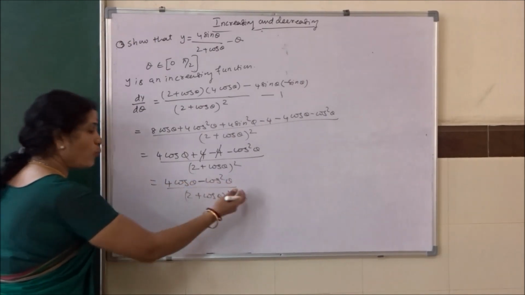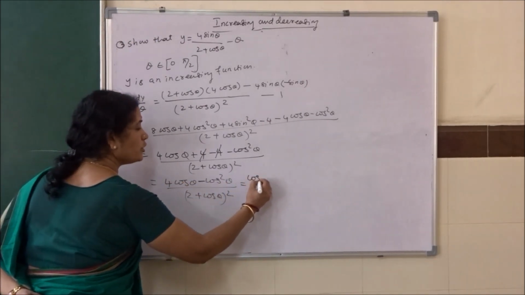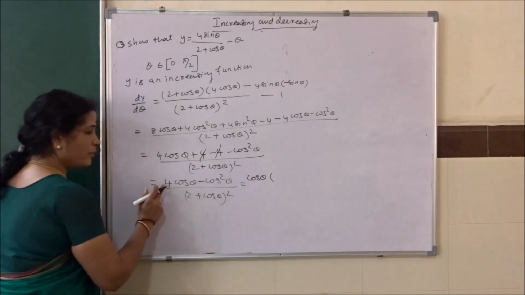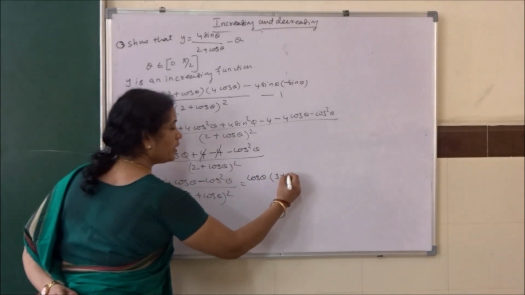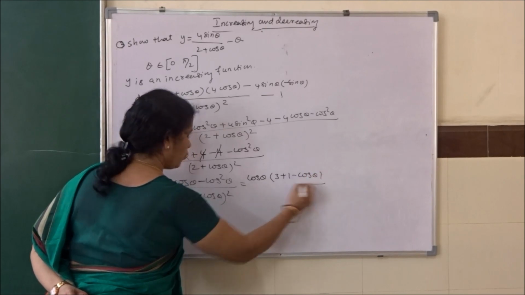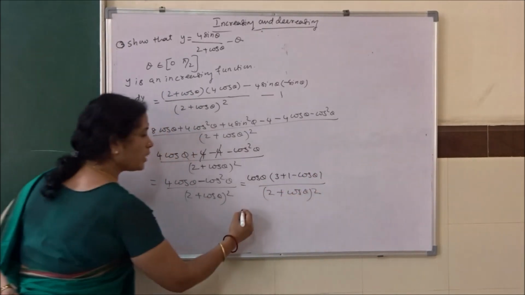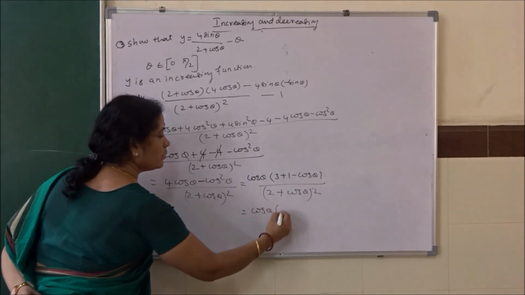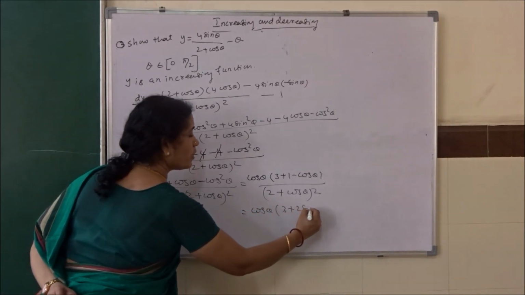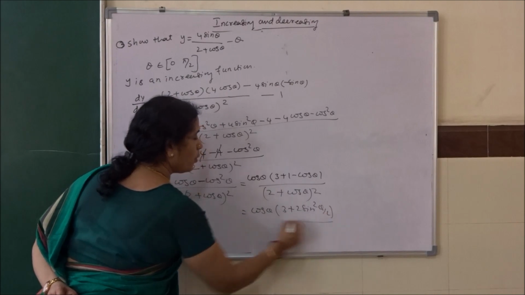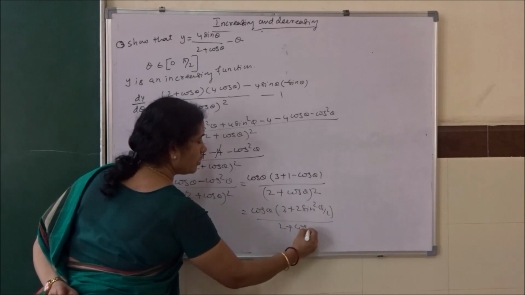Otherwise, if you want to show more, then what you can do? Take cos theta out as common. So we are getting 4 minus cos theta. So I am writing 3 plus 1 minus cos theta, the whole upon 2 plus cos theta the whole square. Now that is equal to, I can write, cos theta into 3 plus 2 sin square theta by 2, the whole upon 2 plus cos theta the whole square.